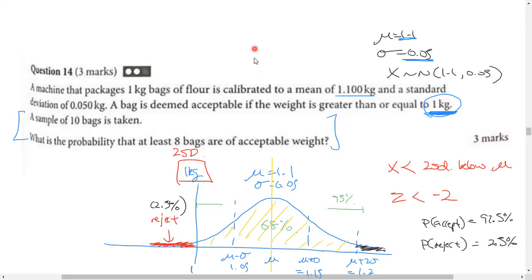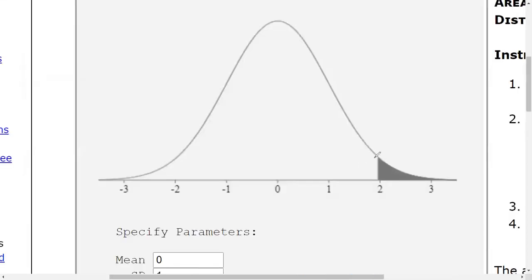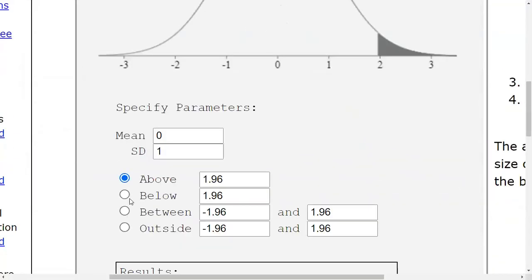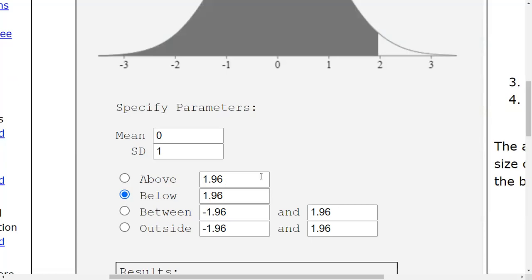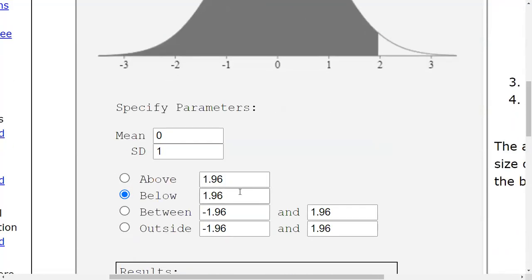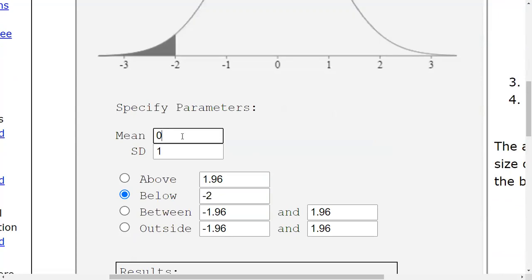So here's your normal distribution, okay? And right now it's the standard normal. So if we go down a bit and we want to get below, okay? So if we just want to get below your z-score, 1.96 is the proper one, but we worked out a z-score of -2, okay?